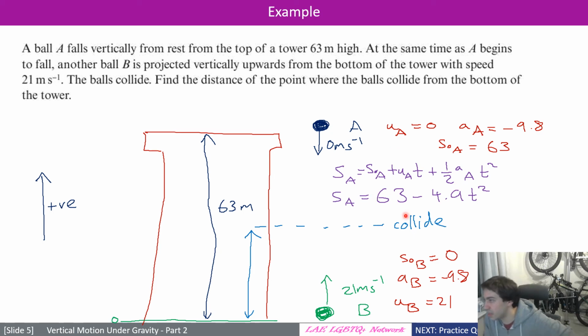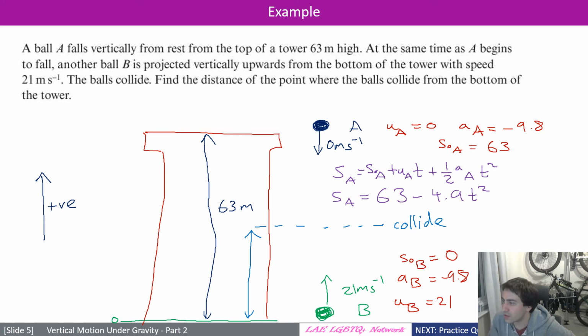Test it out that it makes sense. Do a sanity check. When t is 0, what value do I get? 63. That makes sense because at time 0, A is at 63. As t increases, as time goes on, what happens to s? It will decrease because we've got a minus sign here. So the 63 will be getting smaller and smaller and smaller, which makes sense because as the object falls closer to the Earth, it's getting closer to the Earth. The s is becoming smaller, the displacement.